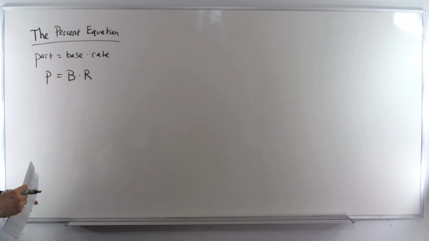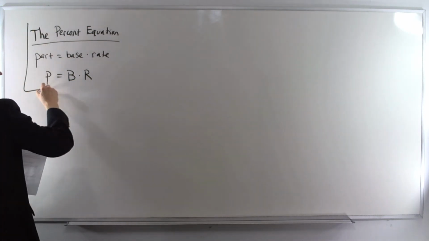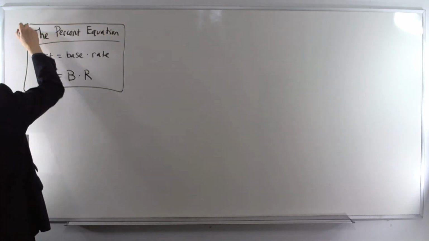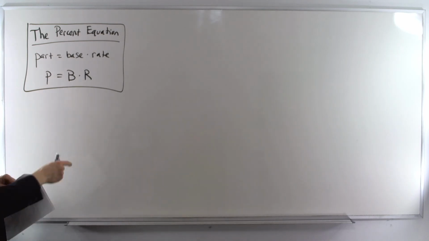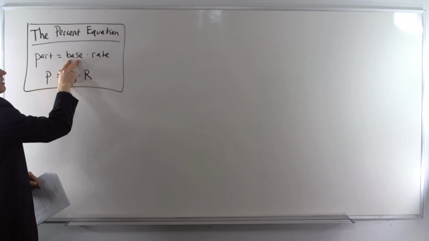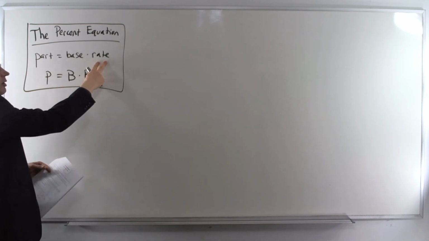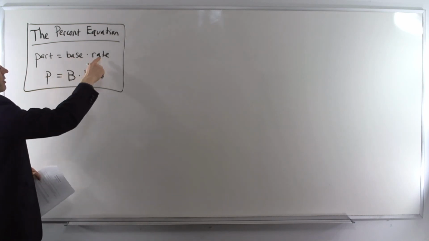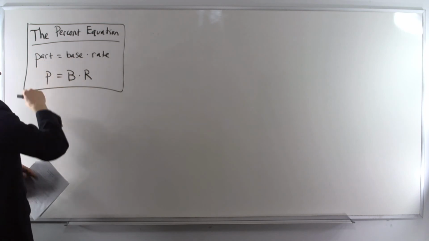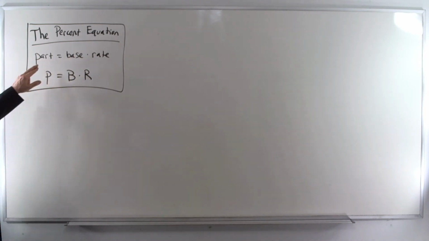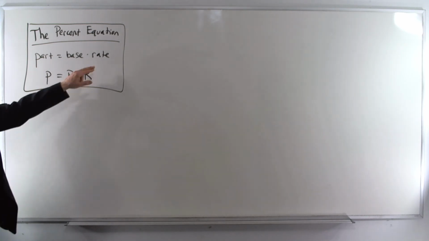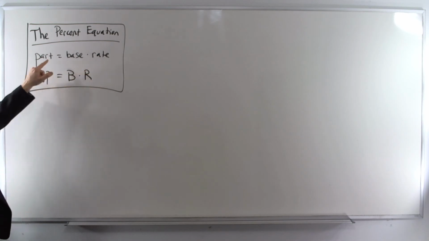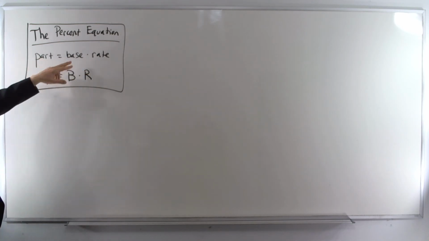So the percent equation is the part equals the base times the rate. So let's say the base is 100, and we want 30% of 100. We would take 100 and multiply by 30% and get 30. Now the part doesn't have to be smaller than the base. Sometimes we could have a rate that's over 100%, and that'll give us a bigger part, but usually the part's going to be smaller than the base.